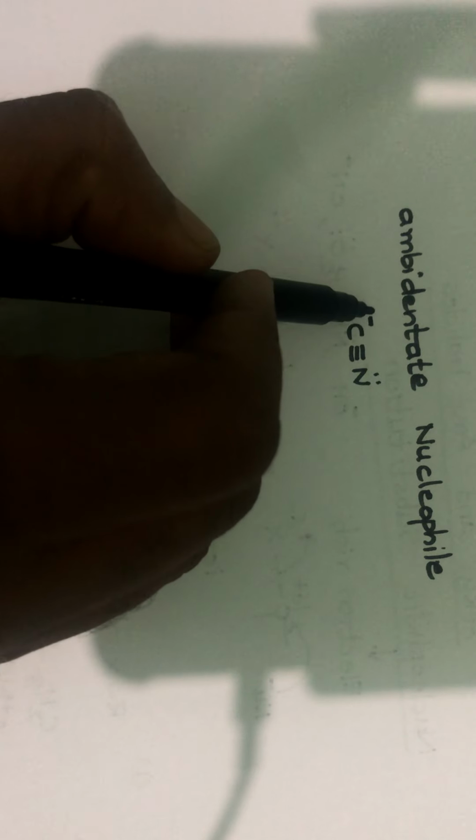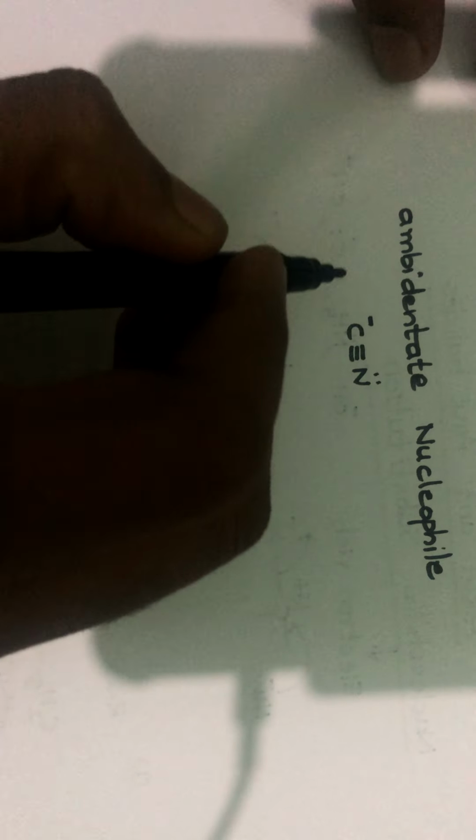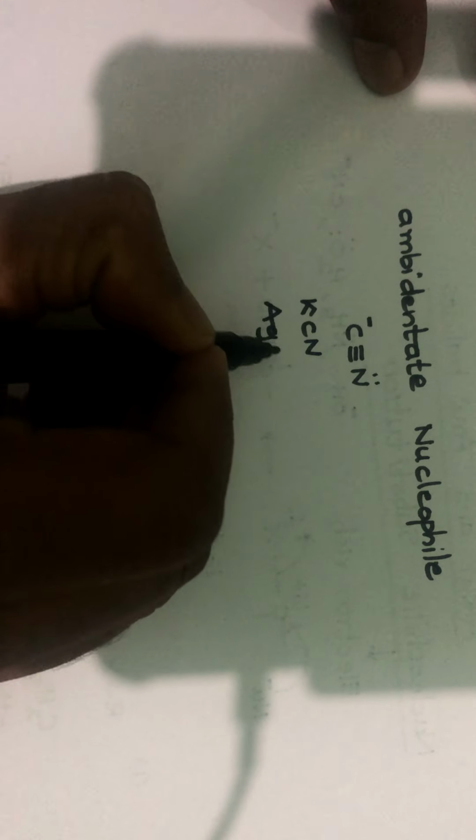If attack takes place through carbon and an alkyl group bond is formed, you get cyanide. If attack takes place through nitrogen, isocyanides will be formed. Let us go through these examples now. We have two reagents: one is potassium cyanide, the other one is silver cyanide.